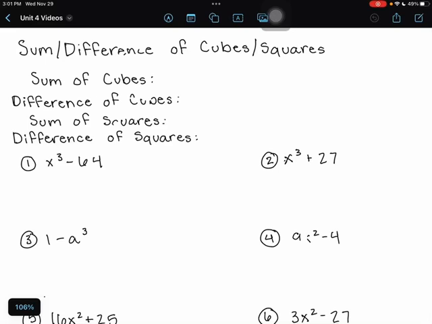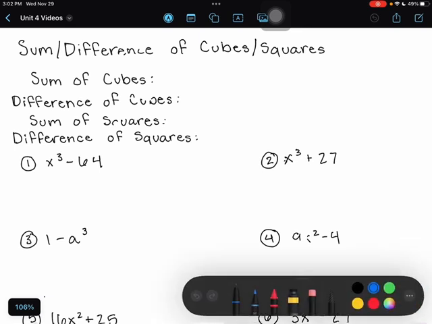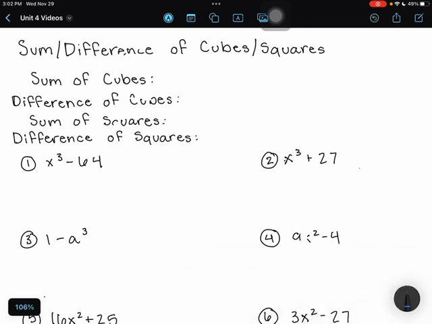All right, so today's video is focusing on sum and difference of cubes and squares. These are special factoring methods that we can use when we have very specific polynomials in front of us. Most of the time, we're going to see that they are binomials. So let's take a look at the formulas that we're going to need for today.